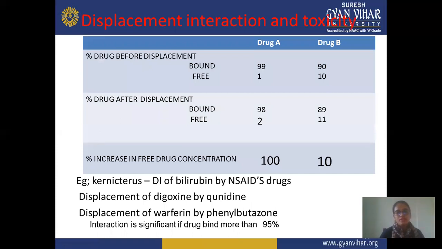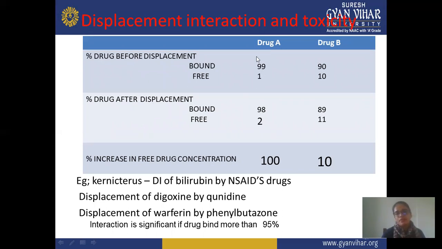Next is displacement, interaction, and toxicity. This is a table for displacement, interaction, and toxicity. In this, percent drug before displacement, first is bound drug. There are two drugs for this person before displacement. In this, you may calculate percent drug before displacement or percent drug after displacement, means the difference between before and after displacement. This is the bound drug.